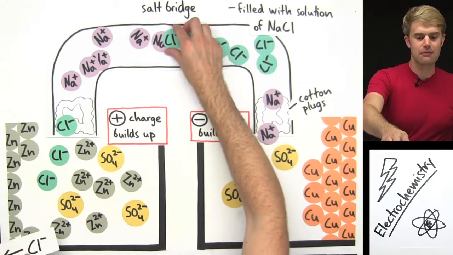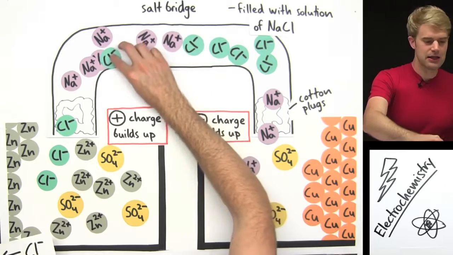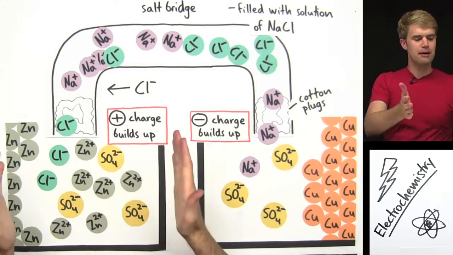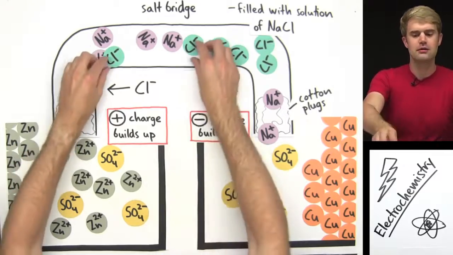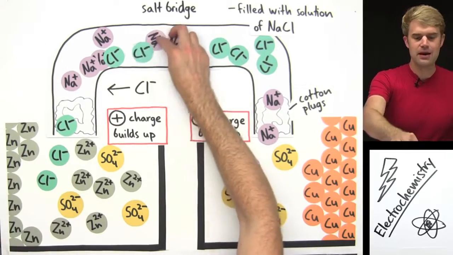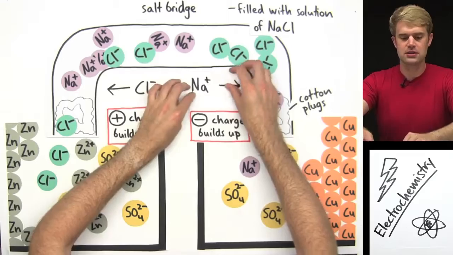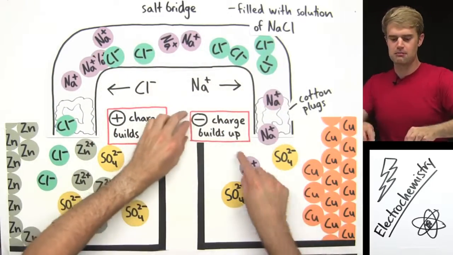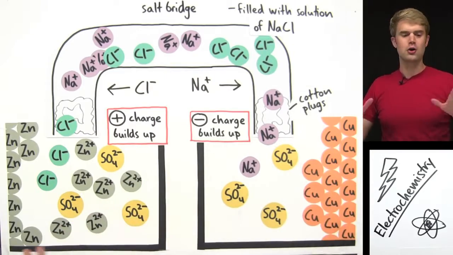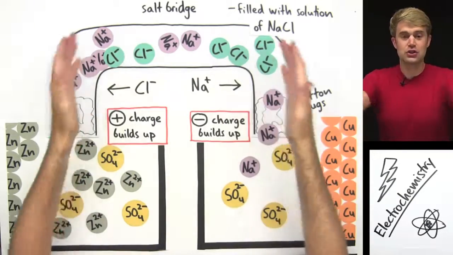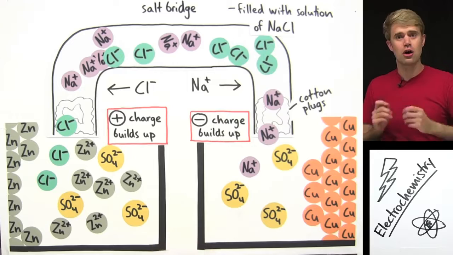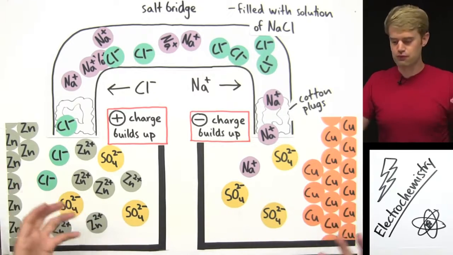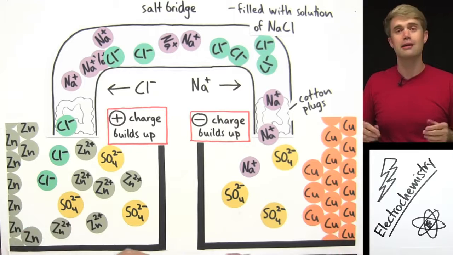So over time, what we're going to see is that the Cl- ions move in this direction to balance out the positive charge that builds up here. And then we'll see that the Na+ ions begin to move to this side to balance out the negative charge that builds up here. A salt bridge helps to balance these charges to make sure that they don't build up too much, and that would prevent the voltaic cell from being able to work.